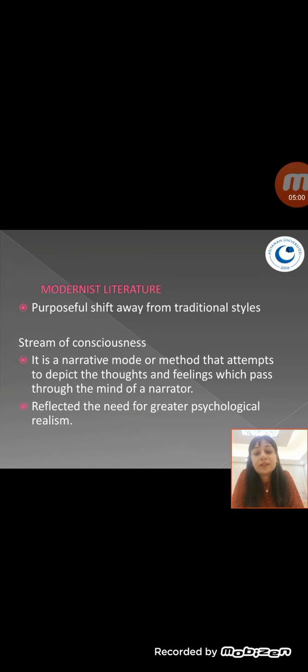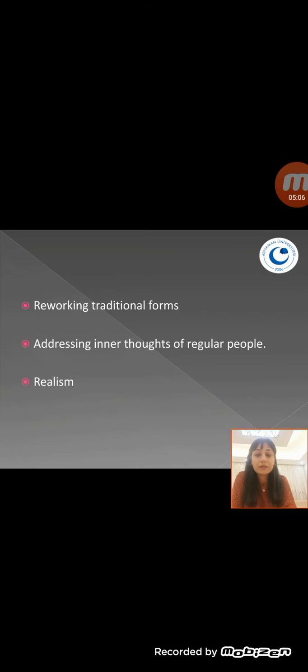And we will see the need for greater psychological realism. Reworking traditional forms or styles, addressing the inner thoughts of regular people, and we see realism in modernist literature. Let's look at the British modernist writers. The first one is Joseph Conrad, and secondly we will see Virginia Woolf. Thirdly, Henry Moore. Fourthly, James Joyce, especially very important.